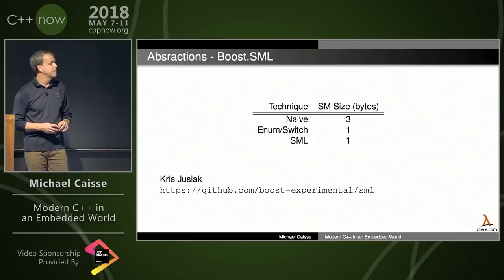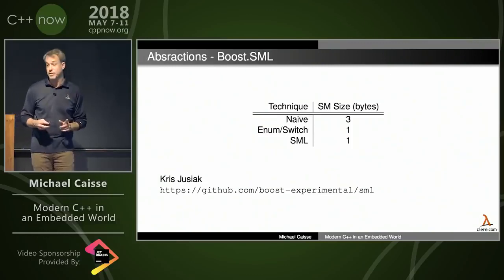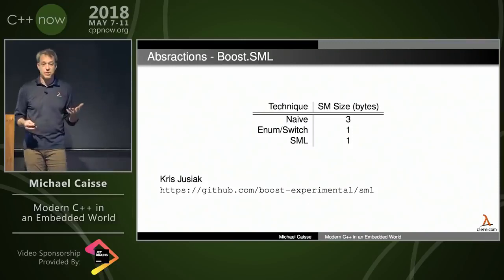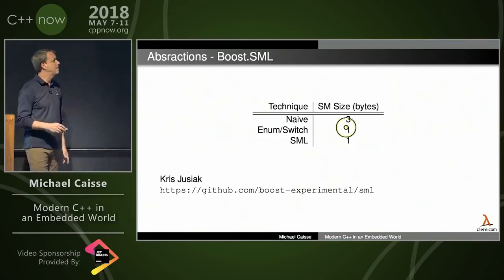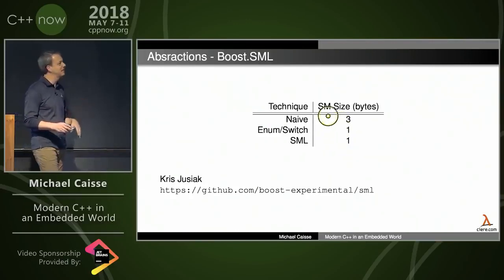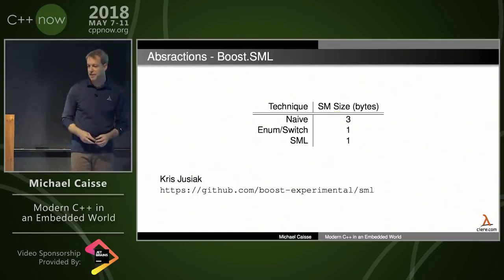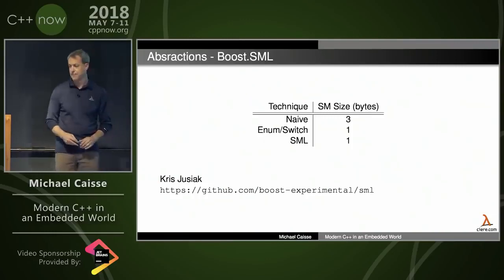One of the things that comes up quite a bit is, well, how big is the state machine though? What does it require for state? Well, if you were to write this with an enum or a switch, you would take up a byte to represent that machine. Well, SML also takes up one byte to represent the machine. If you naively write this with a series of classes, you're going to end up with 3 bytes. So it ends up that it's just as efficient. And watch his presentations. It is very, very impressive.